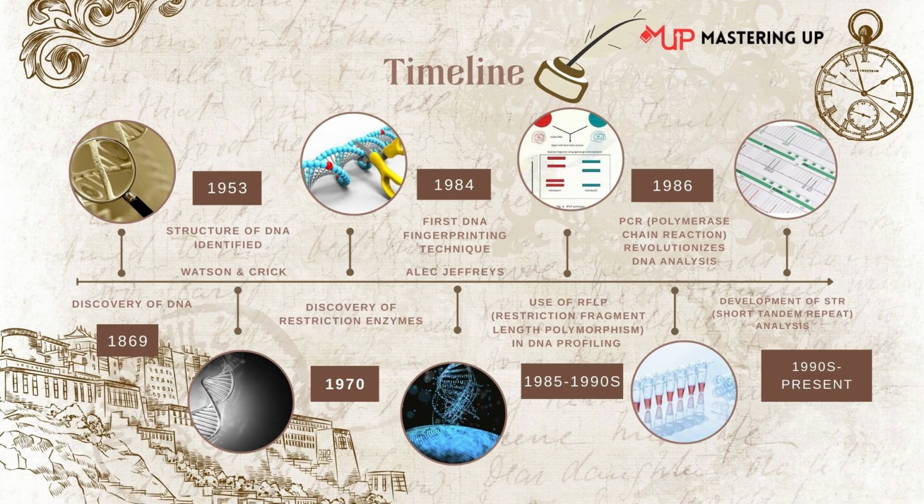1985 to 1990, Use of RFLP. RFLP stands for Restriction Fragment Length Polymorphism in DNA profiling. By the mid 1980s, forensic scientists began using RFLP analysis, a technique that compared DNA fragments to differentiate individuals. 1986, PCR, Polymerase chain reaction. In 1986, PCR technology revolutionized forensic DNA analysis, allowing scientists to amplify a small amount of DNA for accurate testing, even from degraded samples.